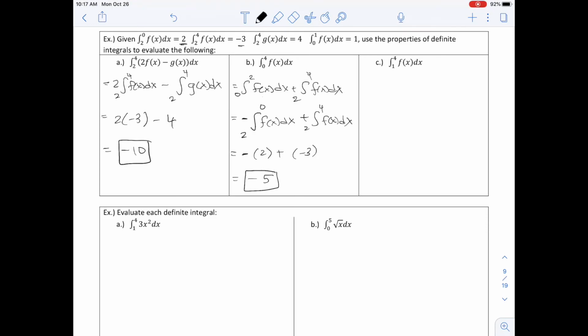Part C is the integral from 1 to 4 of f of x dx. And I do not have that looking up above, so I am going to go ahead and think of what I can do in order to get this. So I do not have the integral from 1 to 4. I do have it from 0 to 4 if I look at part B, but I need it to start at 1, and I can subtract away this integral. So I can take my integral from 0 to 4 of f of x dx, which we just calculated in part B, and I can subtract away 0 to 1 of f of x dx.